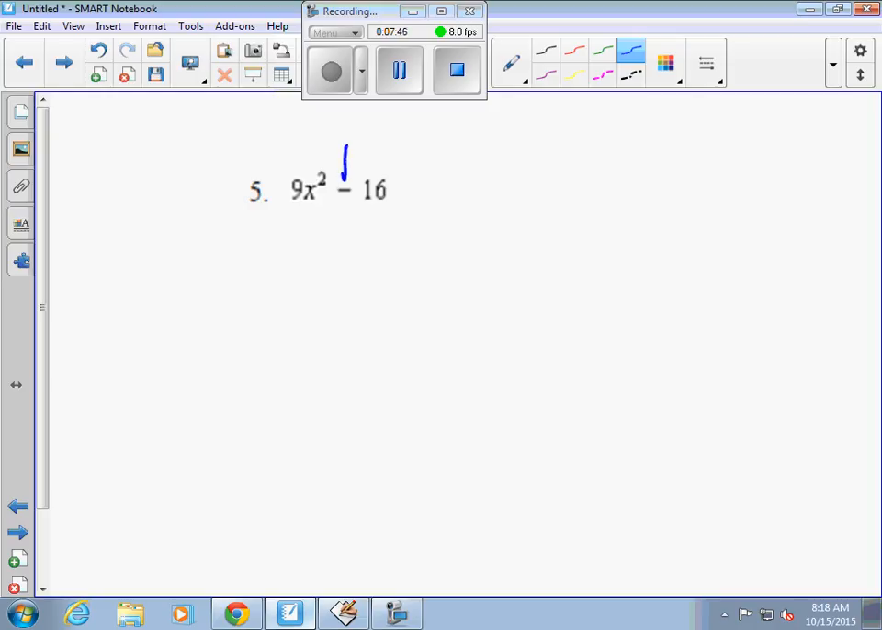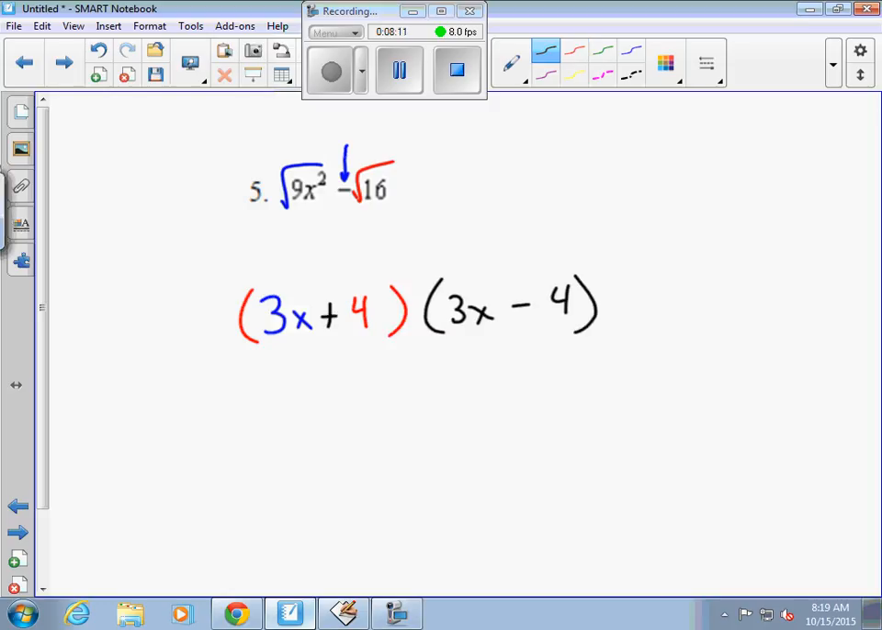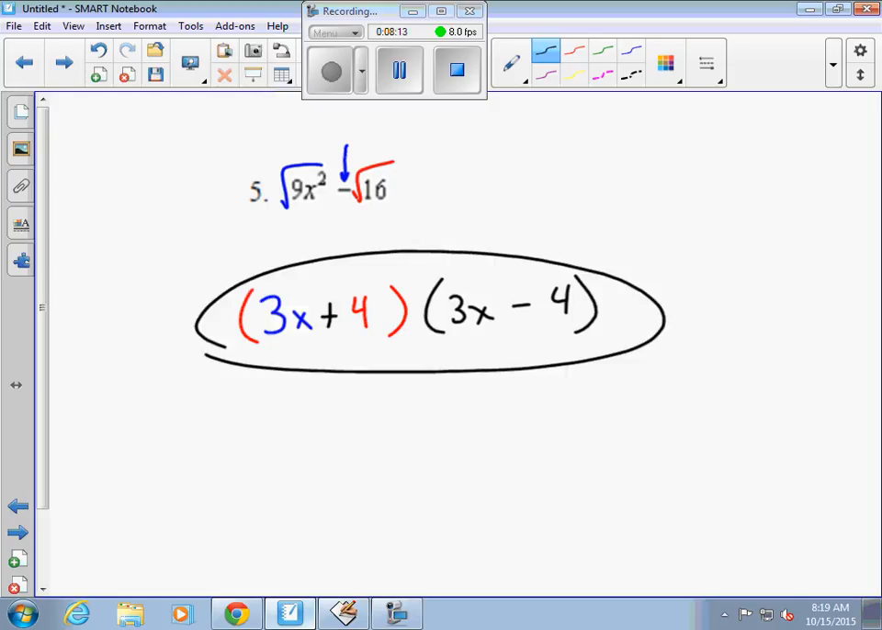Difference means minus of 2 perfect squares. 2 perfect squares means you can take the square root of this one. The square root of 9 is 3. The square root of x squared is x. And you could take the square root of this one. The square root of 16 is 4. So 3x and 4, it's both 3x plus 4 and 3x minus 4. That is the shortcut version of the difference of 2 perfect squares.